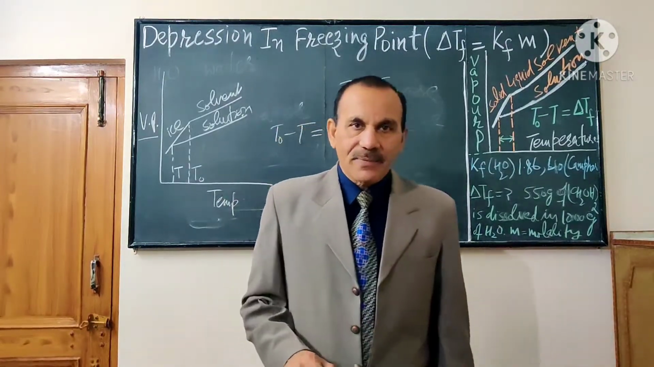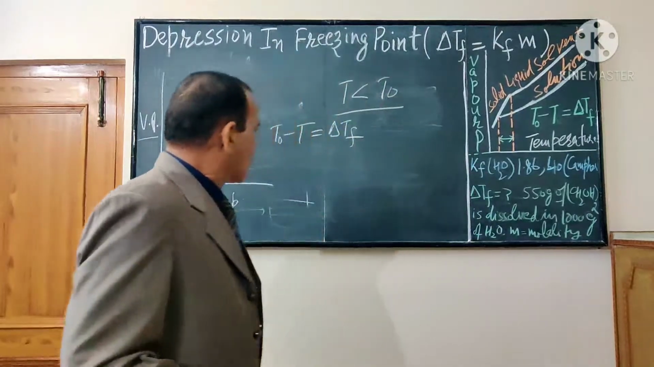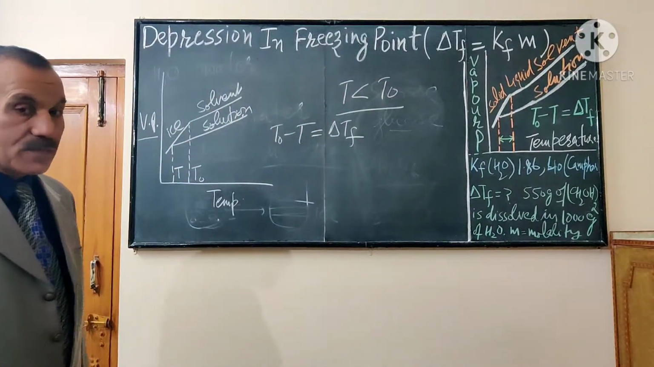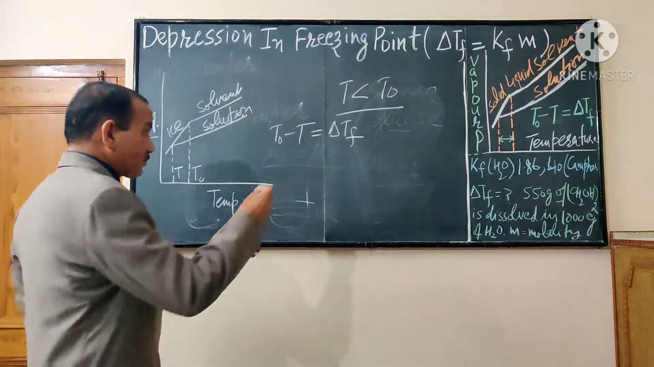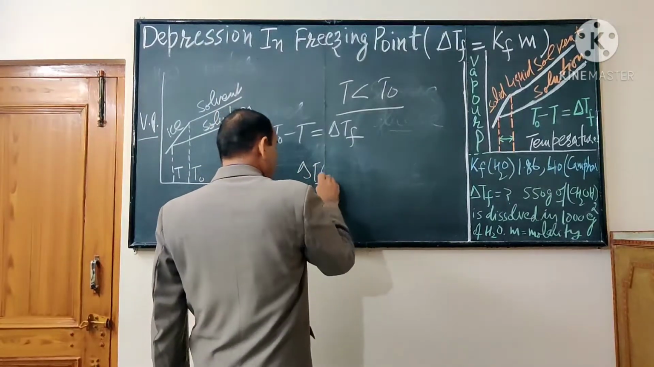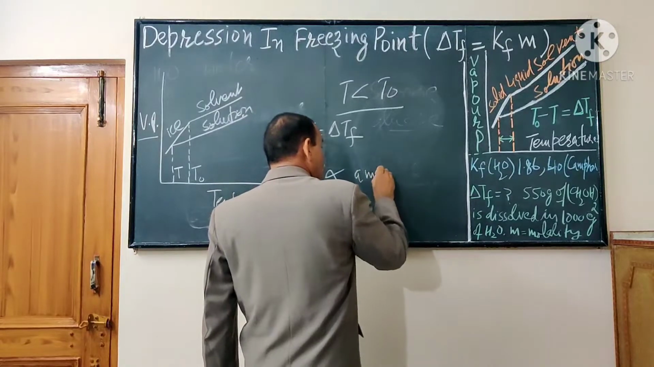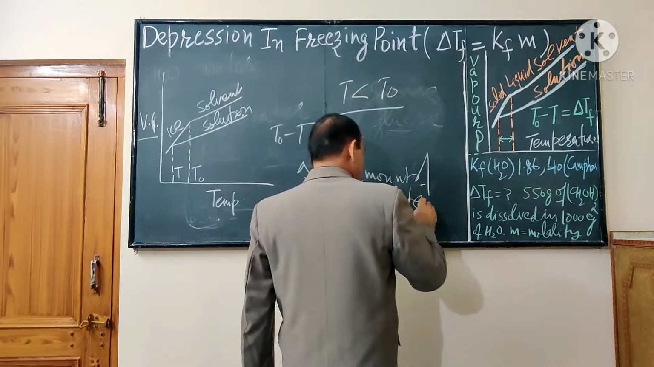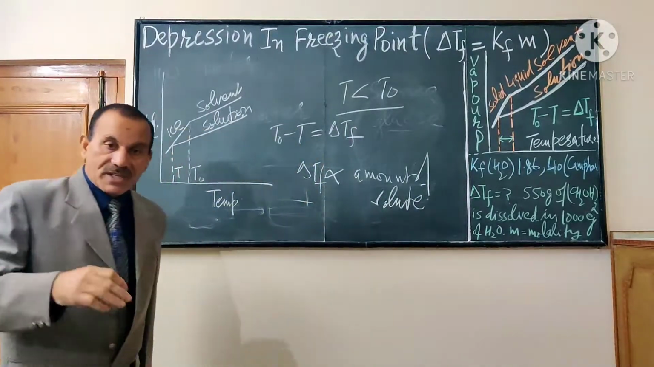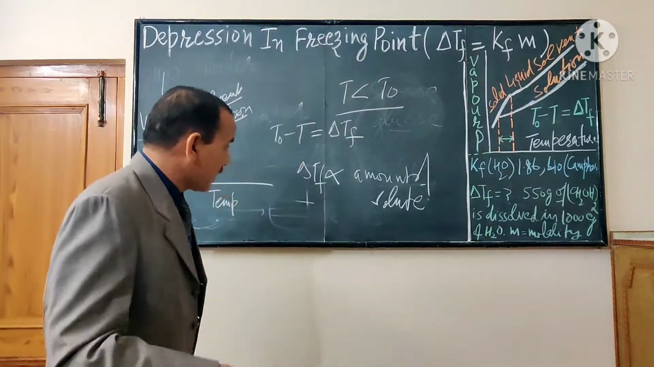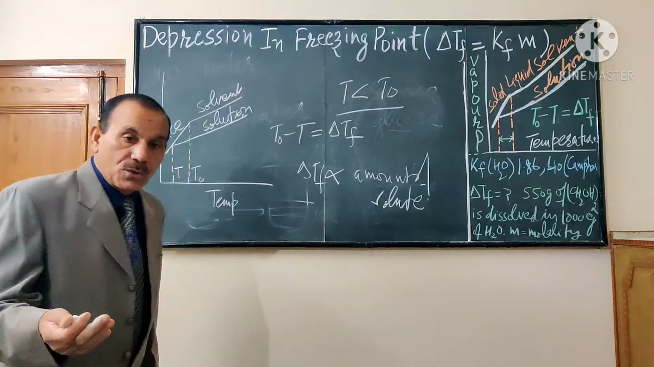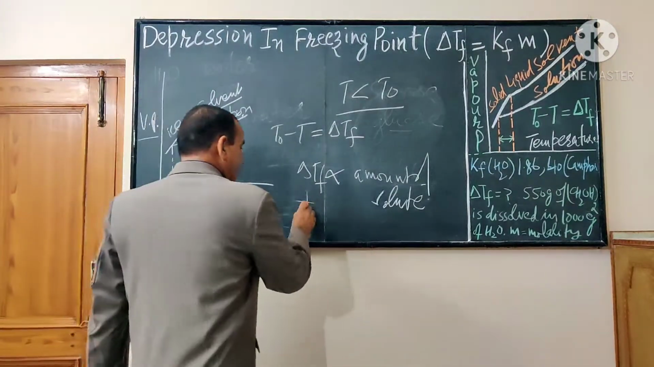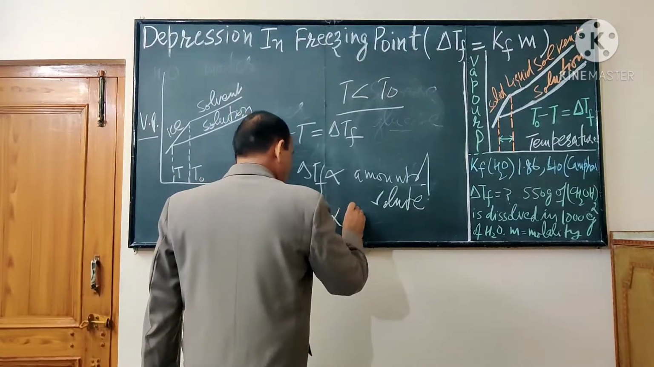So ΔTf is known as the depression in freezing point or decrease in freezing point. This ΔTf is proportional to the amount of solute in solution. More is the amount, more is the value of ΔTf. And the amount of solute is expressed in terms of molality. ΔTf is proportional to m.